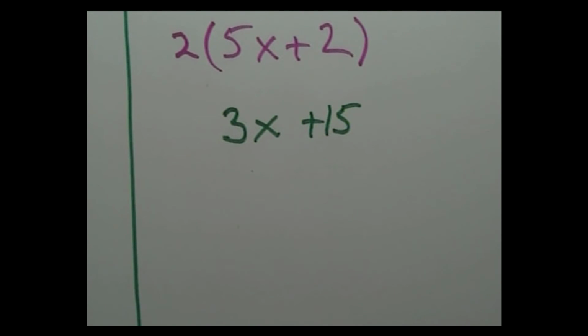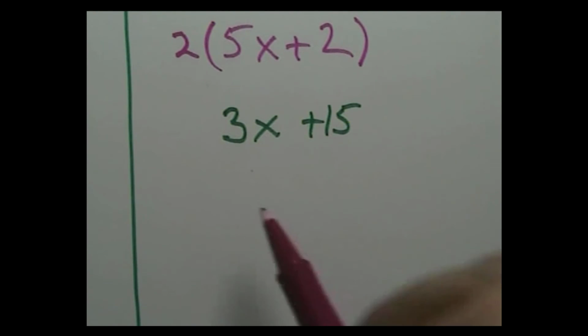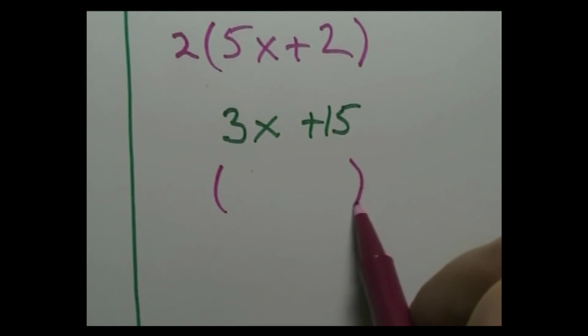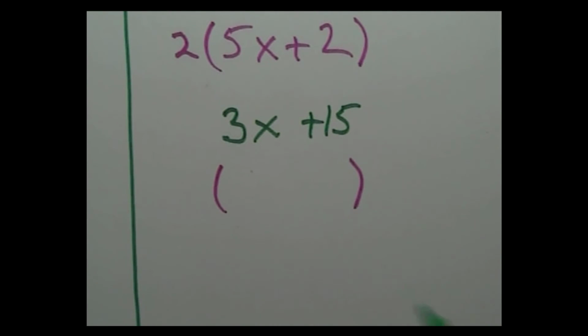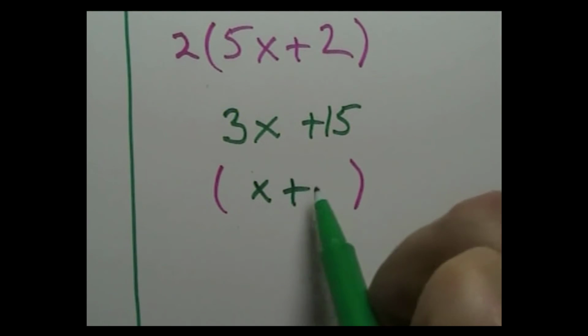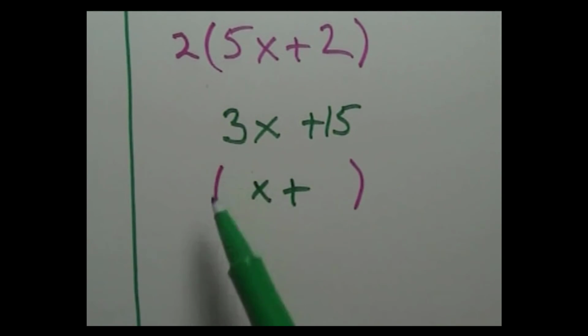Okay, last one. It's a little sloppy here, but it's 3x plus 15. 3x plus 15. So we have to figure out what numbers. What number goes into both 3 and 15? What number will go into both of these?